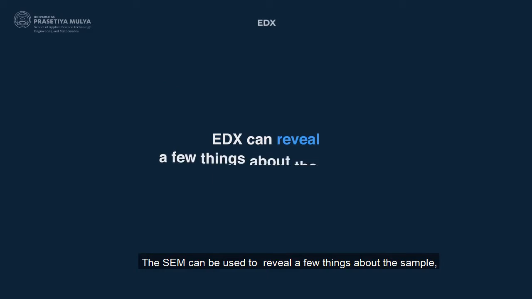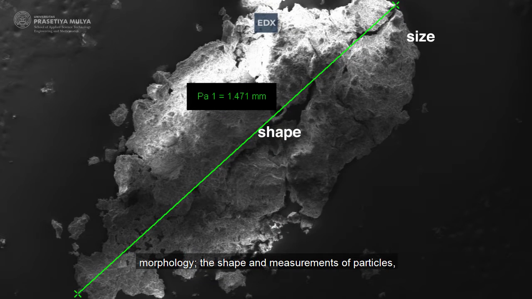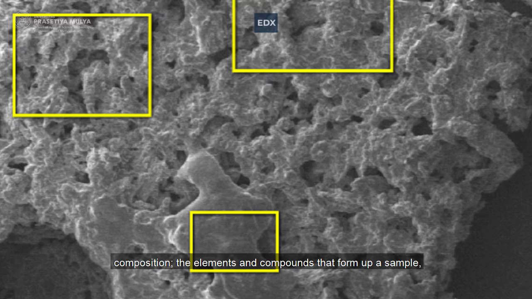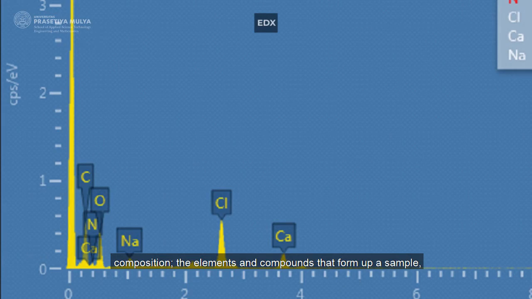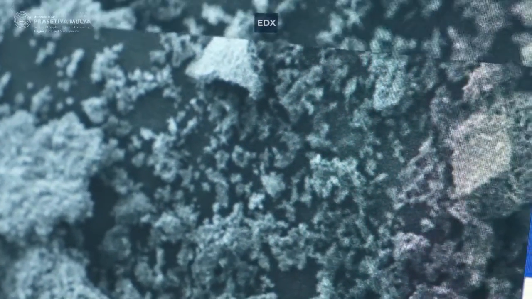The SEM can be used to reveal 4 things about the sample, namely topography, the texture of a sample, morphology, the shape and measurements of particles, composition, the elements and compounds that form up a sample, and crystallography, the structures of crystal of an object.